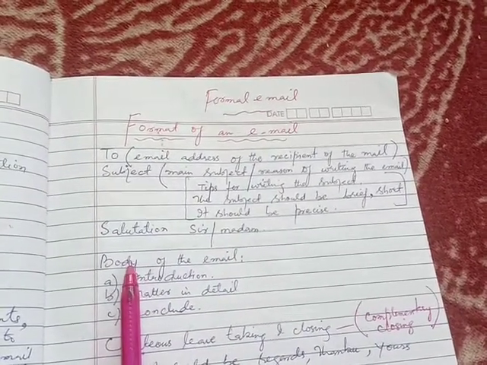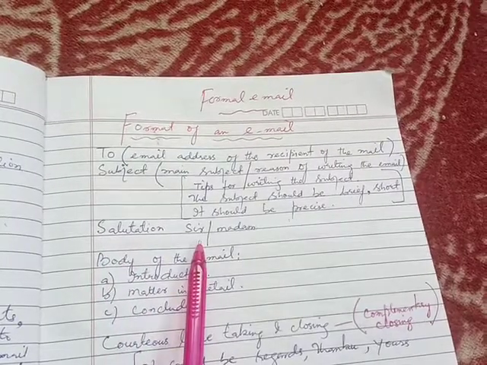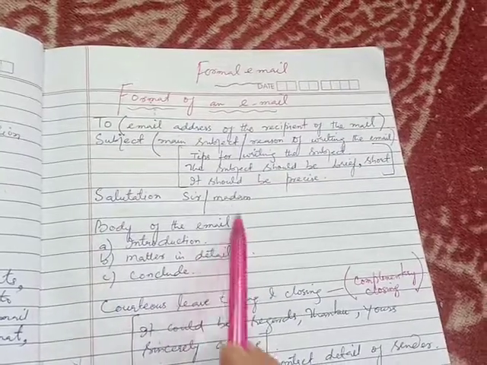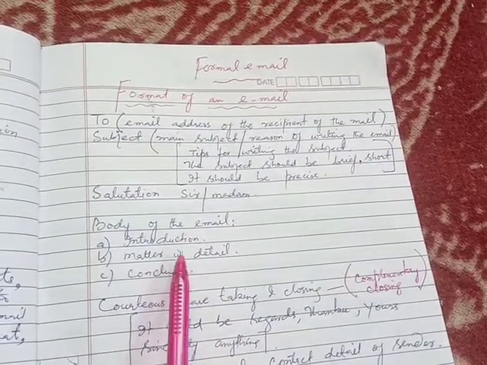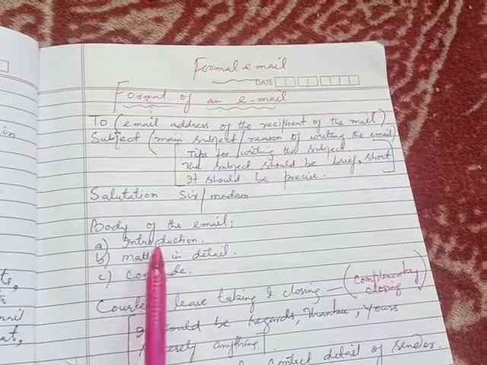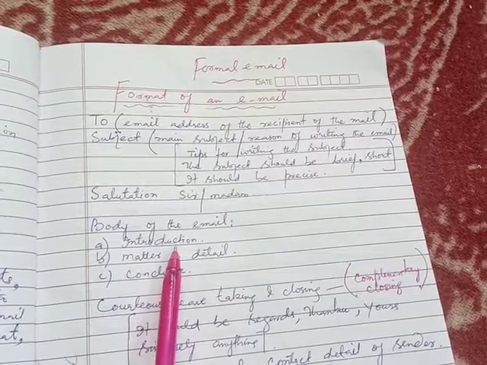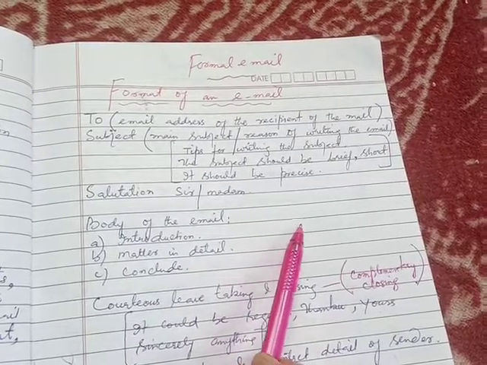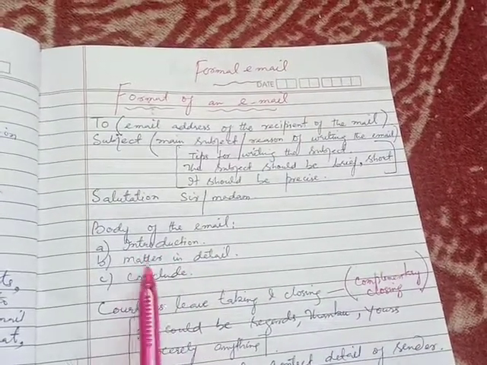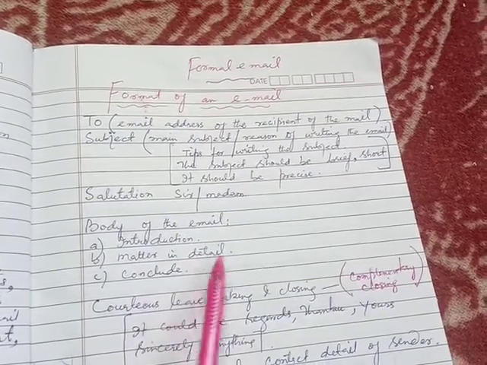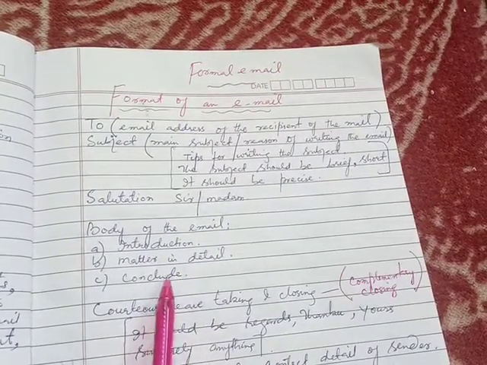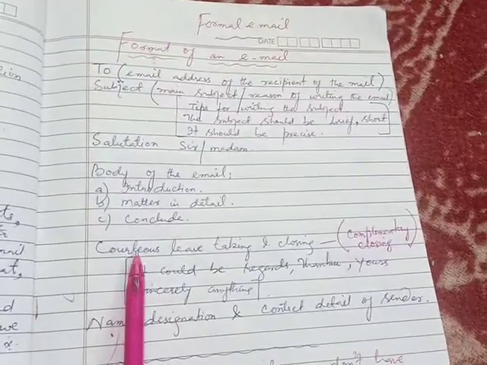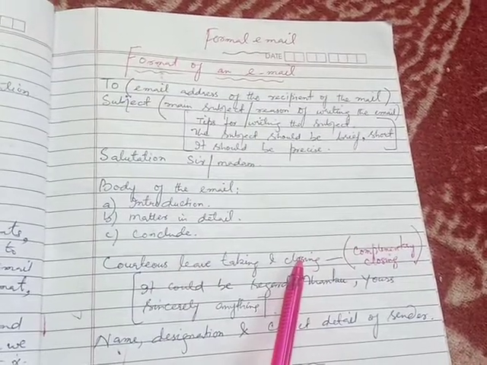Then you have to leave a line. Then you have to write down the body of the email. As far as the body of the email is concerned, it has three important steps. You have to take care of these three important steps. First of all, introduction. In the introduction, you will mention the main reason of writing, why you are writing the email. Then in the second para, you will write this matter in detail, and then in the third para you will conclude it.